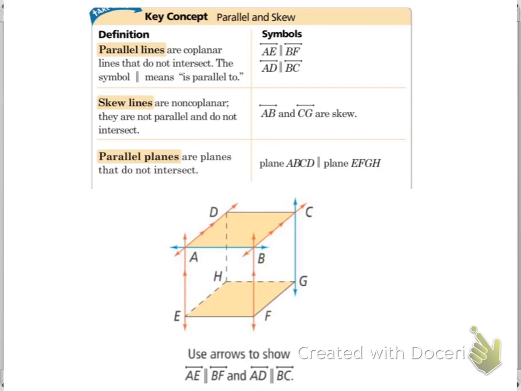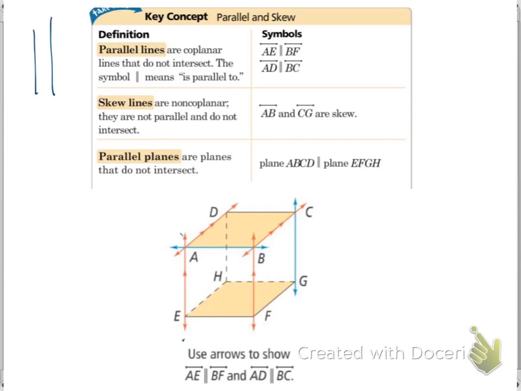So starting off, the parallel lines are coplanar lines that do not intersect, and we use the symbol, the parallel, so it looks like this. So we would say it is parallel to. So AE is parallel to BF, and AD is parallel to BC. So you can see that AE is parallel to BF.